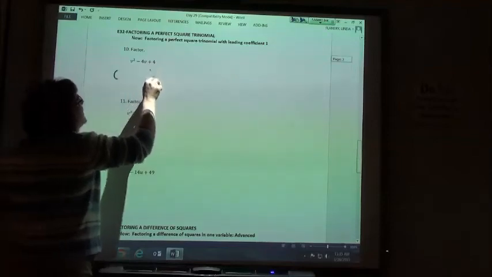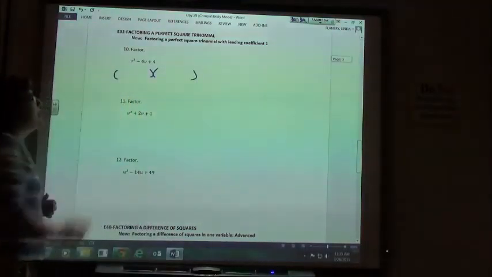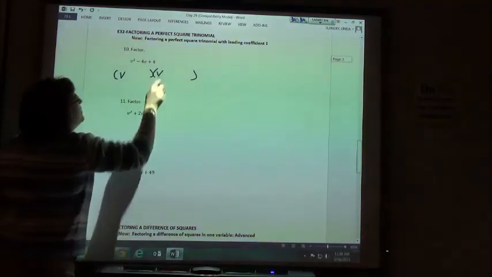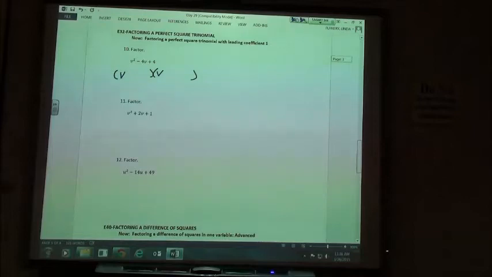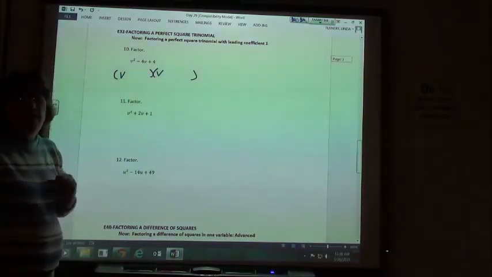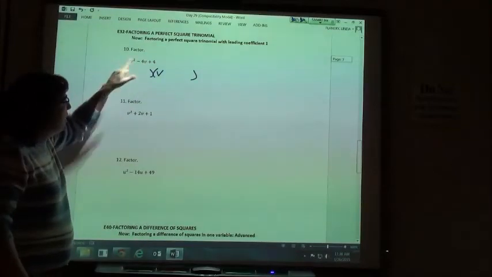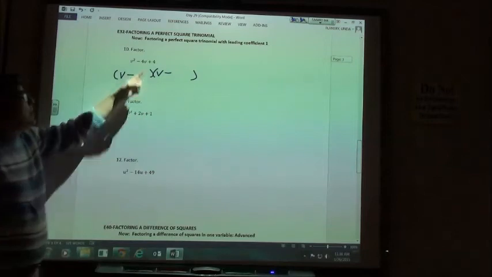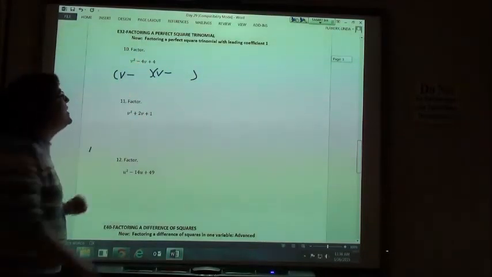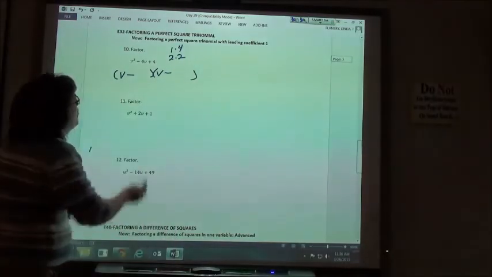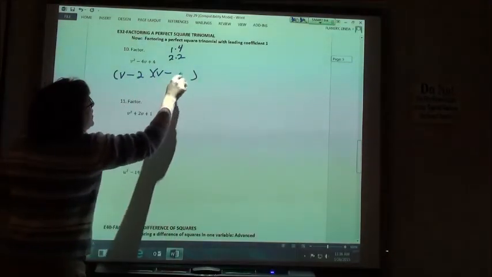I'm going to have 2 sets of parentheses. We're back to not having a coefficient in front of our v squared. What times what is v squared? V times a v. Same rule for the signs. If the end is a positive, they both have to be the same. Since the middle is a negative, they both have to be negatives. I want my factors of 4 that add up to the negative 4. 1 times 4 or 2 times 2. Well, when I plug them in, 2 and a 2, right?